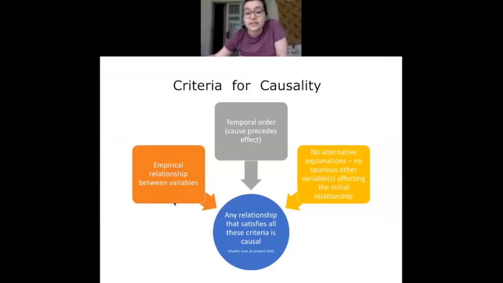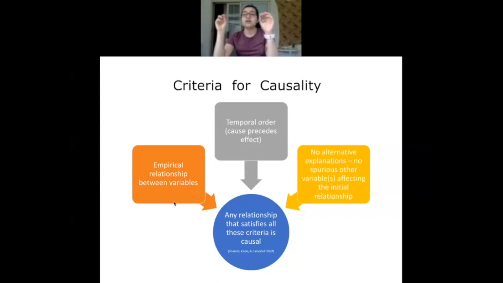So the criteria for causality are three. There has to be an empirical relationship between the two variables, the independent and dependent variable. If the estimate for how the two are related is zero, then there's no way that they are related, right? So there has to be empirical relationships between the two variables. So your dependent variable needs to be influenced by your independent variable. There has to be some type of arrow that goes there. And the arrow has to be a specific direction, right?